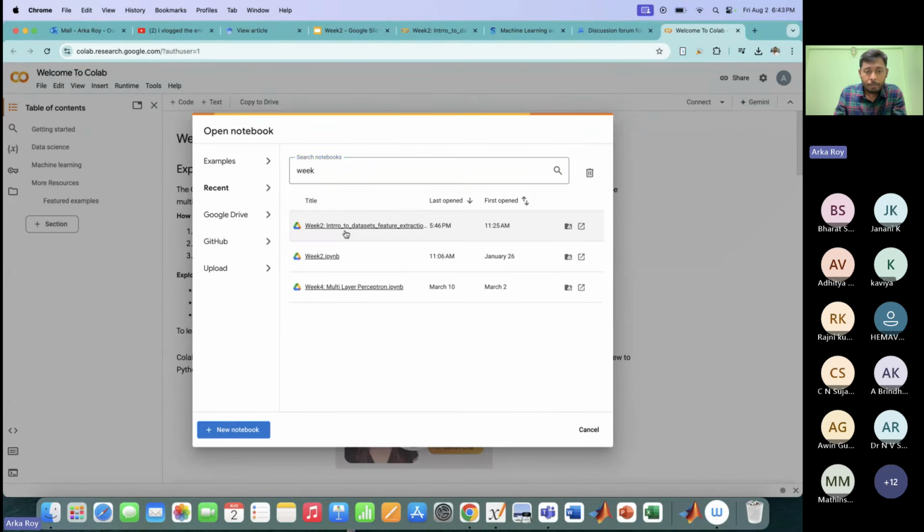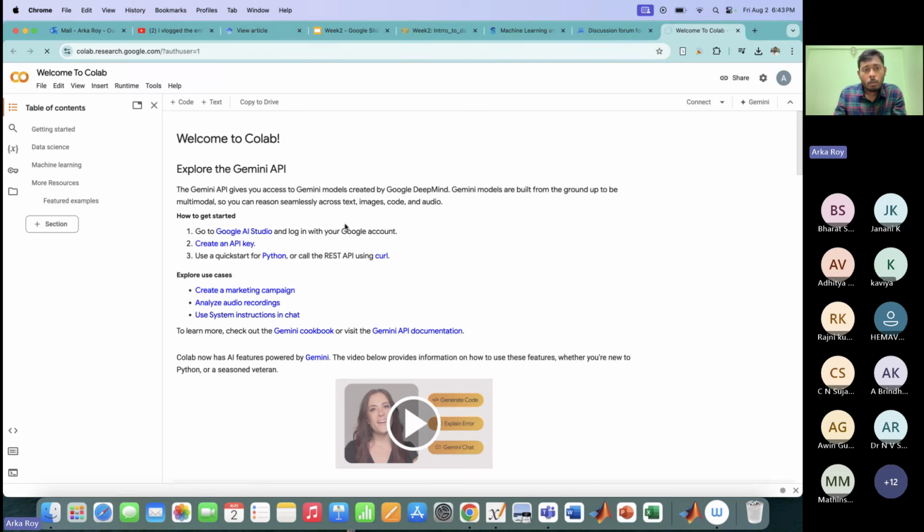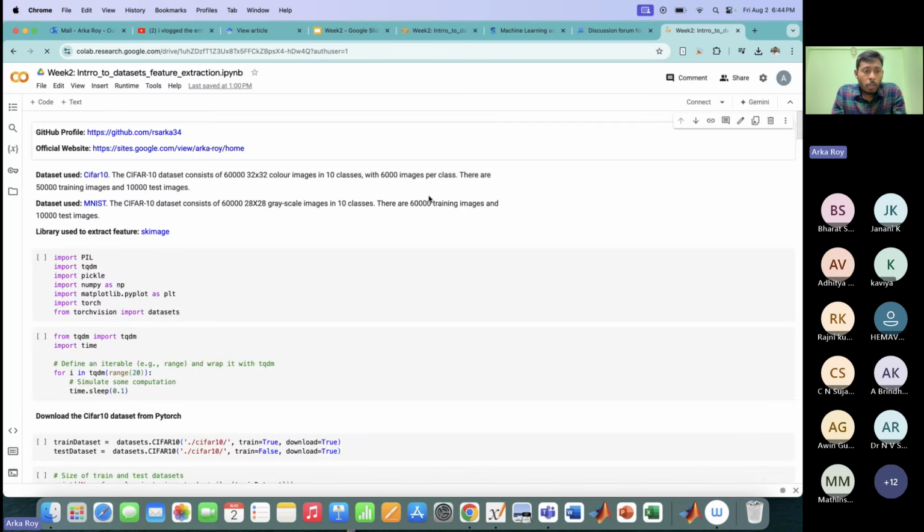I have already written down some code for you, so let me just open that one. This code I will also be uploading to my GitHub profile, so you can directly download it from there and run it in your Colab account. Otherwise, I will put a link over here, and if you click on that button, it will directly take you to Colab.